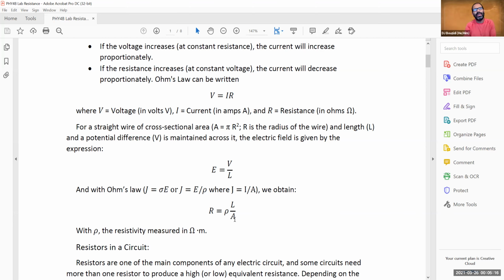Think of the freeway. If you are on a wide freeway, you can handle more traffic than if you are on a very narrow freeway, which can handle just a limited number of cars. That is basically how you can think in terms of resistance.